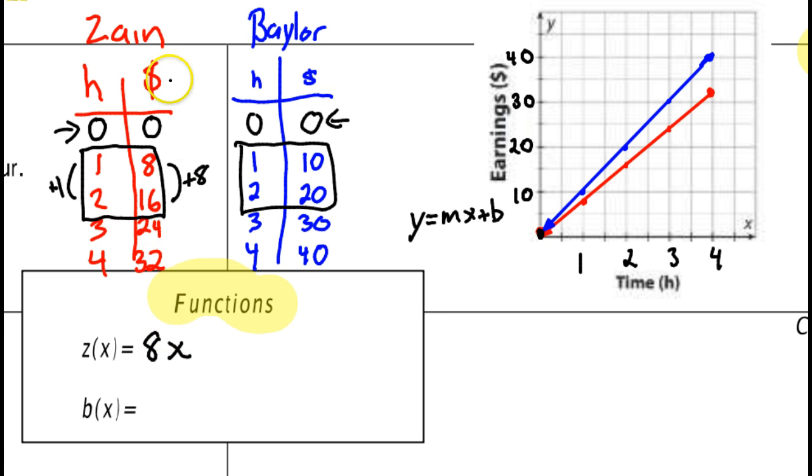So remember, this is money right here, so he's making $8 for every hour. $8 an hour, 8x. $10 an hour for every hour, 10x. So the slope is not just some random number that has no meaning. When we're talking about real life, it's how much somebody's making or how fast a car is moving. All different types of applications.